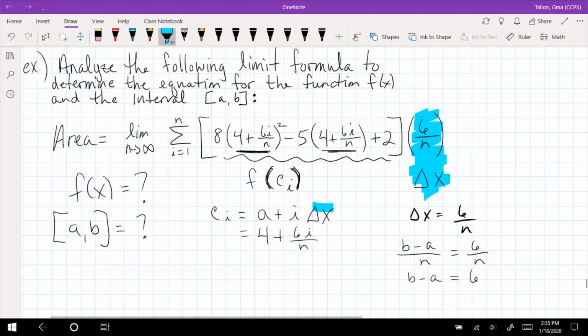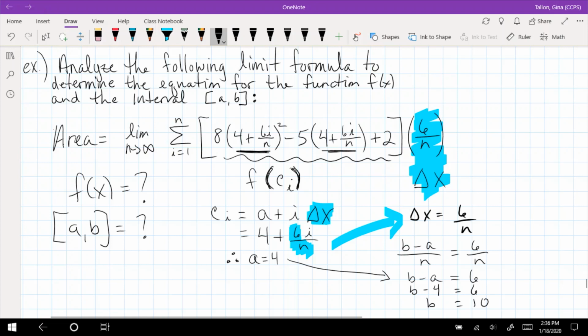You see this delta x right here gets multiplied by i, and what's getting multiplied by i here? 6 over n, which is exactly what we figured out already was our delta x, and that means that this 4 has got to be the a. a is 4. I take that a is 4, I bring it back over to the fact that b minus a has to equal 6, and I simply put a 4 in there. And that gives me the b value is a 10. I now know a, I now know b, and therefore I know my interval from a to b. b is 10. Therefore my interval from a to b is the interval from 4 to 10.